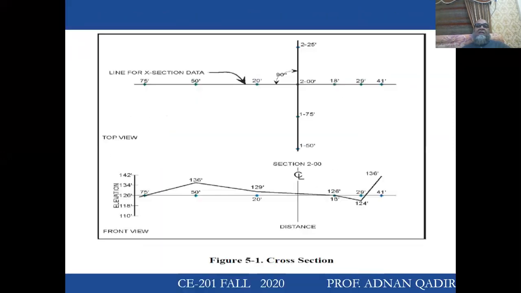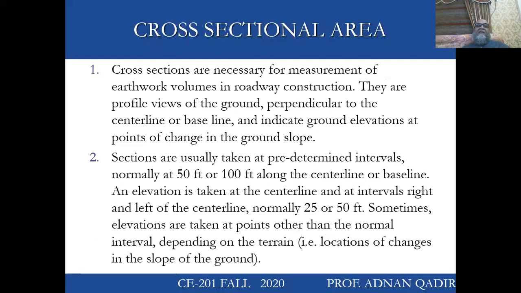Cross-sectional areas are necessary for measurement of earth volumes in roadway construction or in dam construction. They are profile views of the ground perpendicular to the center line or baseline, indicating ground elevations at points of change in the ground slope. Sections are usually taken at predetermined intervals, 50 feet or 100 feet along the center line or a baseline.